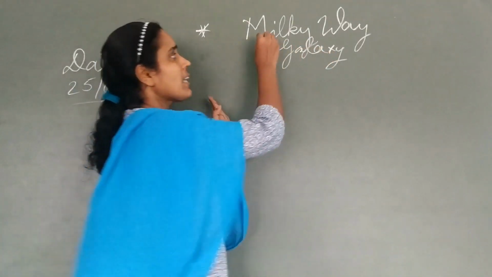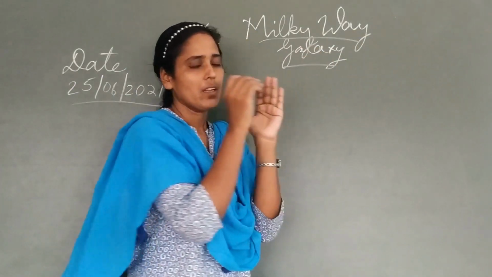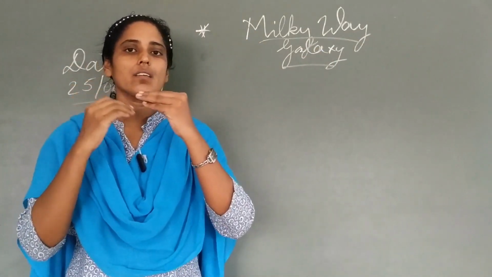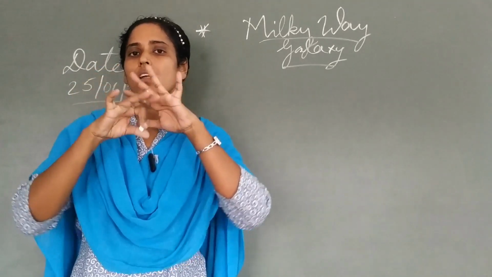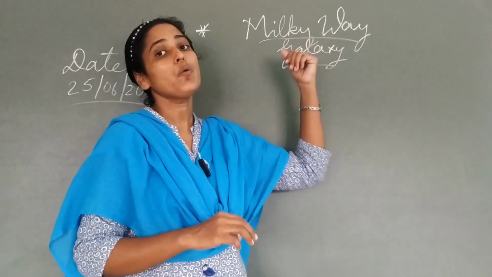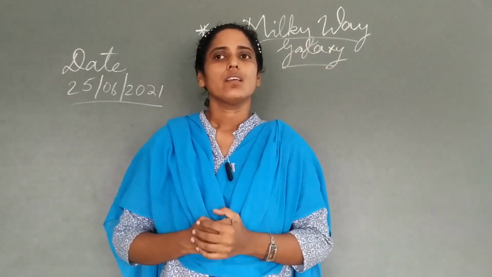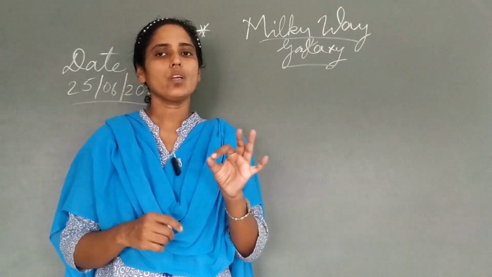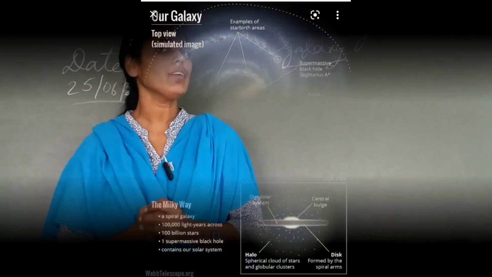Now what is the Milky Way galaxy, students? It is a galaxy which has a haze type of structure. That is, haze means when we see with the naked eyes, it looks like a river of milk. Okay, so that is why its name is Milky Way galaxy. And this Milky Way galaxy is also shown in different patterns, in different diagrams.